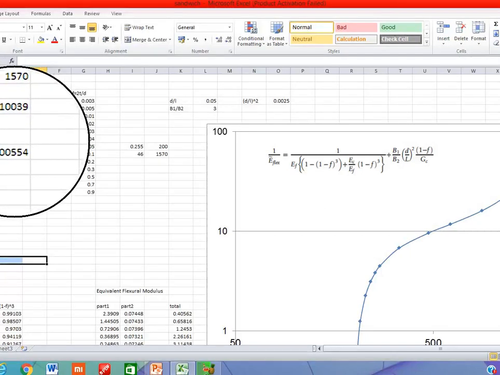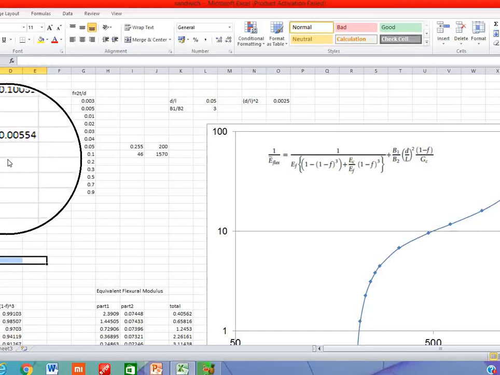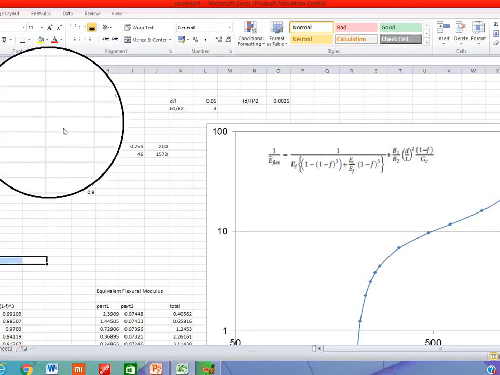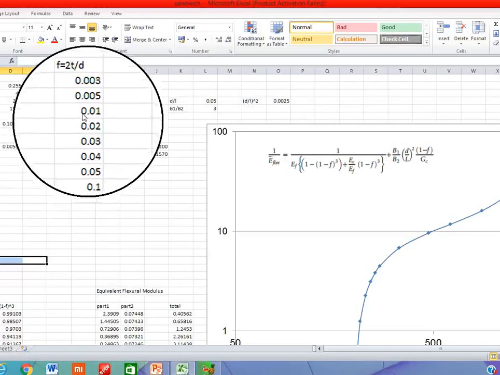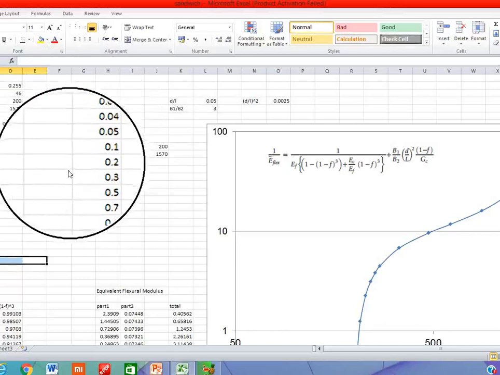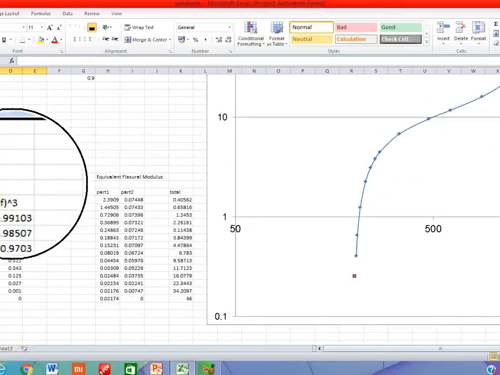Accordingly, taking a Poisson's ratio of around 0.29, we have got the G core value of around 0.10039, and the EC by EF ratio is taken as 0.00554. Accordingly, we have plotted it for various values of volume fraction. F is equal to 2T upon D, and the density value has been calculated.